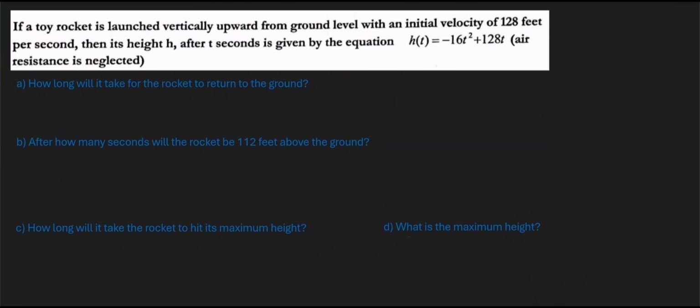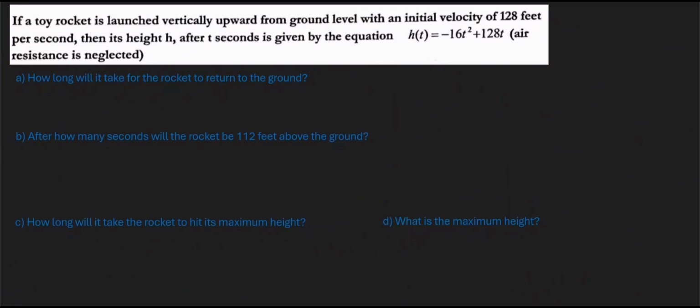which says, if a toy rocket is launched vertically upward from ground level with an initial velocity of 128 feet per second, then its height, h, after t seconds is given by the equation h of t is equal to negative 16t squared plus 128t, where the air resistance is neglected. So let's just draw out the situation.